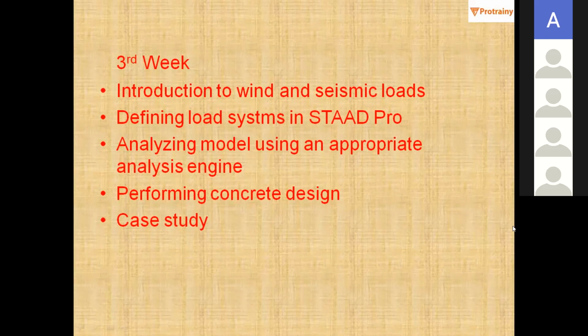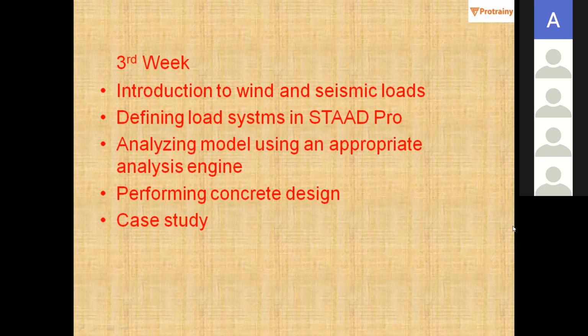After these checks, when you are satisfied, then you can move to concrete design. And at last, there is going to be a case study. So this is the overview of the whole course.